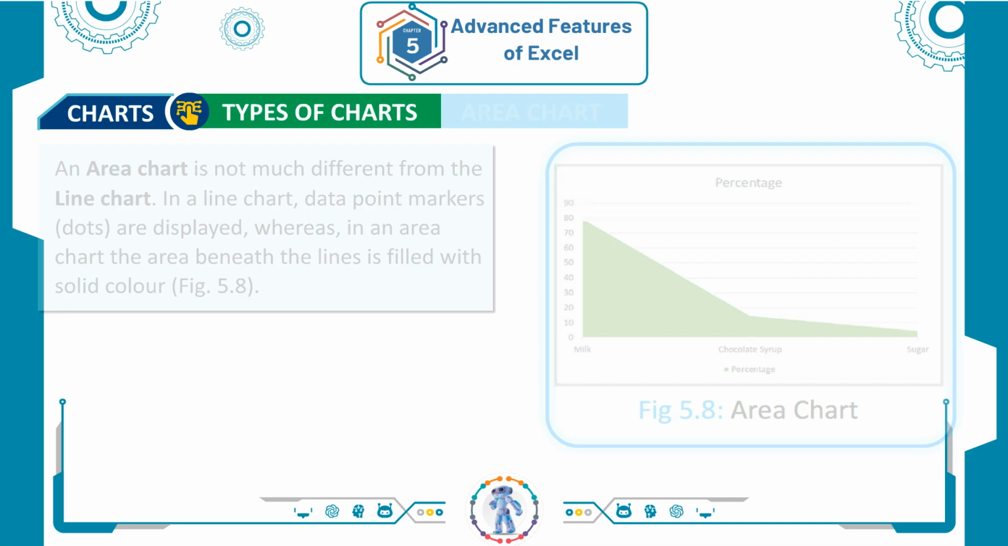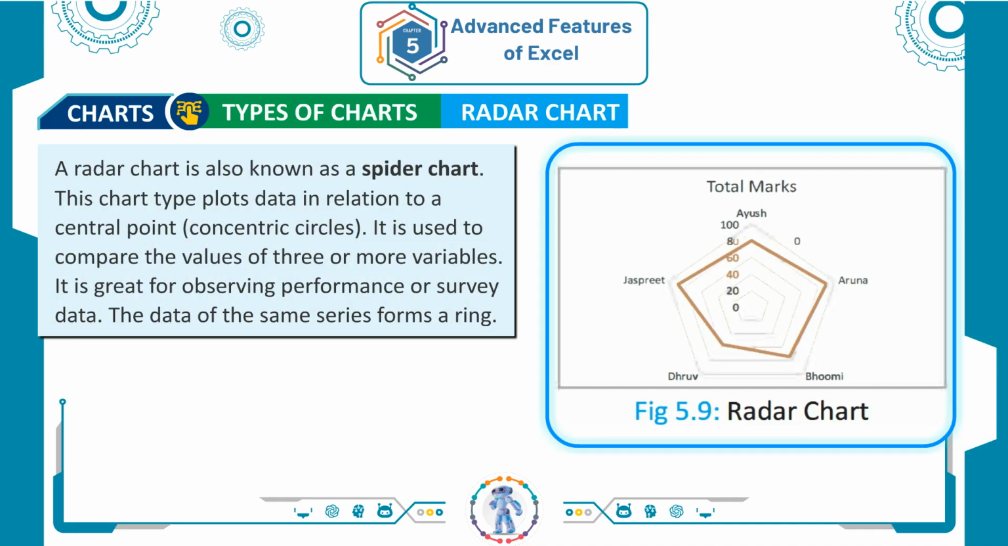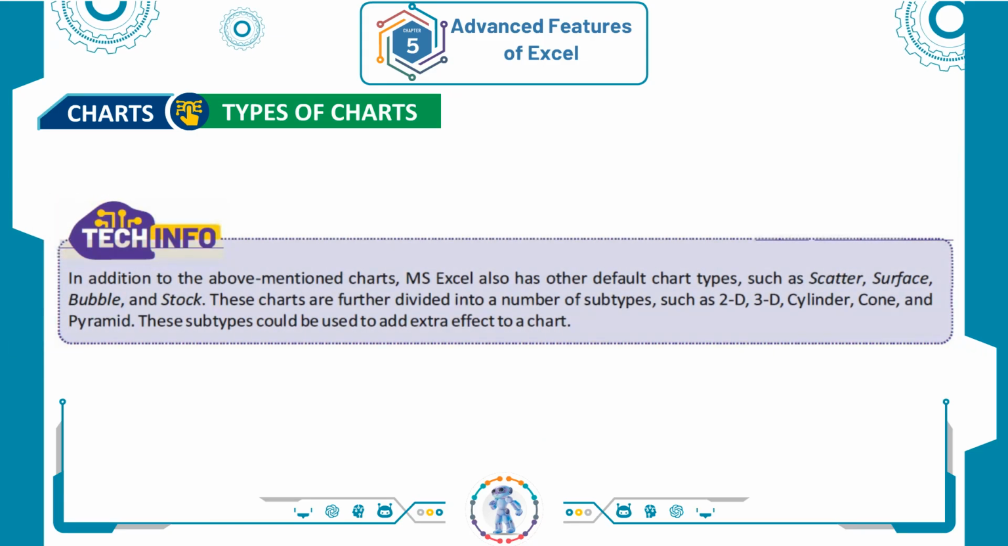Fig. 5.8. Radar chart. A radar chart is also known as a spider chart. This chart type plots data in relation to a central point, concentric circles. It is used to compare the values of 3 or more variables. It is great for observing performance or survey data. The data of the same series forms a ring.